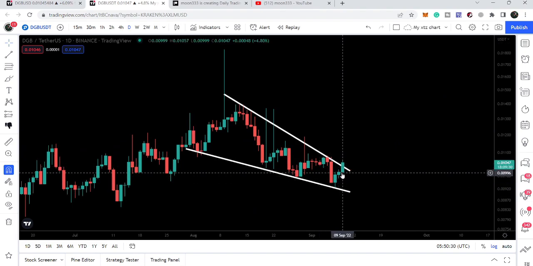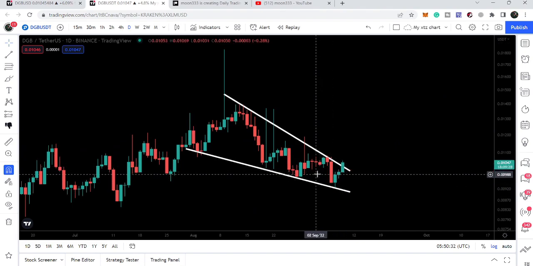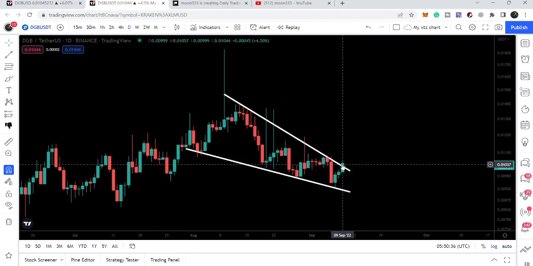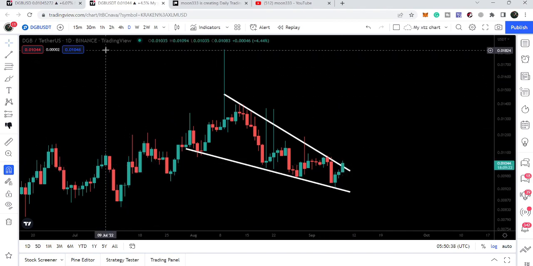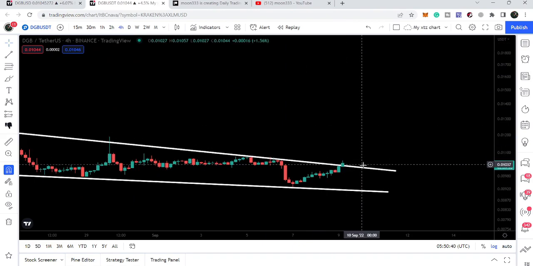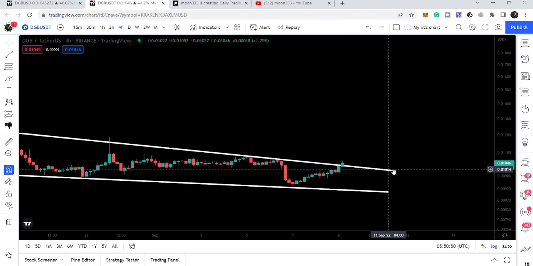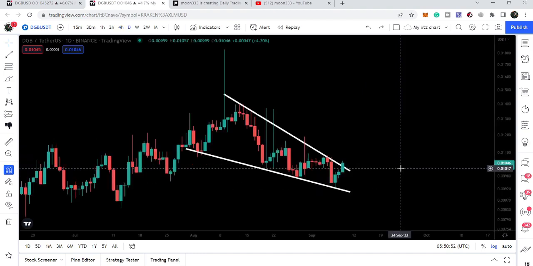And at any time, I was expecting that it can break down or break out. And right now, you can see it is breaking out the resistance of this falling wedge pattern. If we take a look at the smaller time frame, then you can see we are not having any closing even on the 4-hour time frame chart above this resistance. Once we will have the 4-hourly closing above this resistance, that will be the first confirmation.